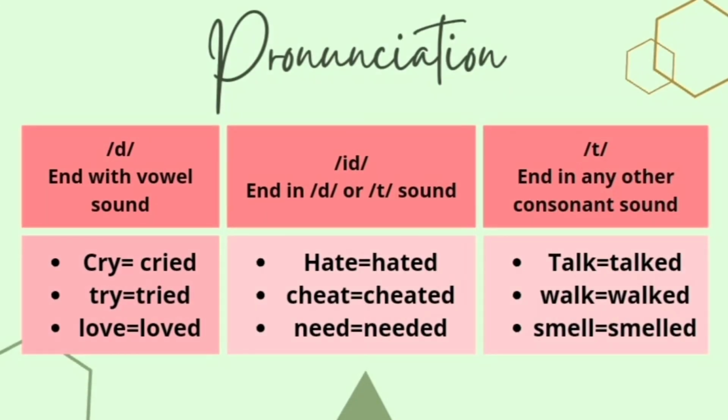Now I'm going to talk about the pronunciation of the regular verbs in simple past. We have to pronounce with a D sound those verbs that end with a vowel sound. For example, cry, cried, try, tried, love, loved.